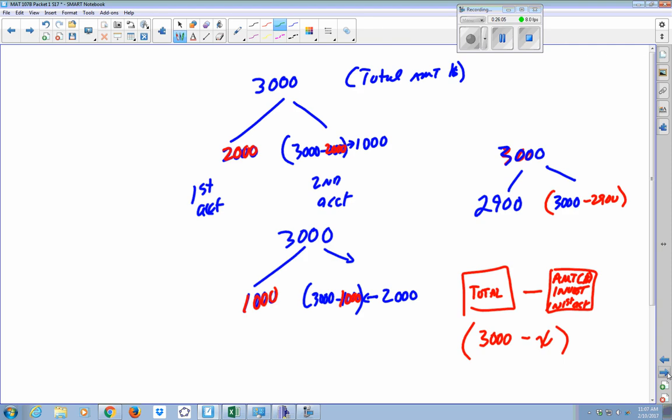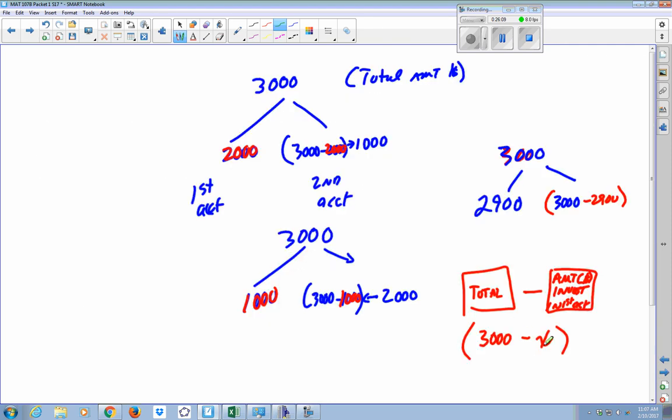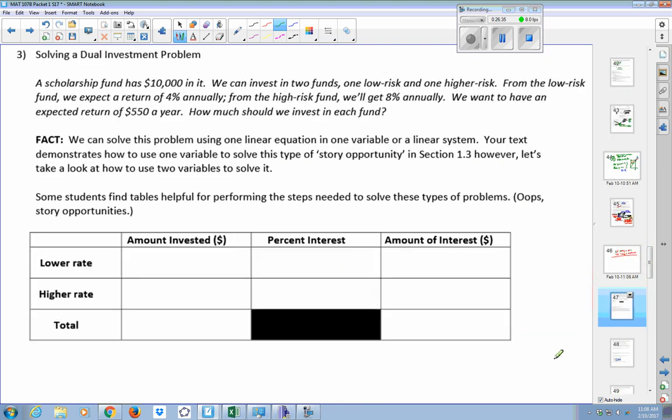We talked about this. Here's where we were talking about taking $3,000 and separating it into 2 accounts. And remember, we called the amount in one account X, and because we only could use one variable, we had to call the other amount 3,000 minus X. Well, now we're going to have the ability to call one amount X and one amount Y, which makes life a lot easier for us.